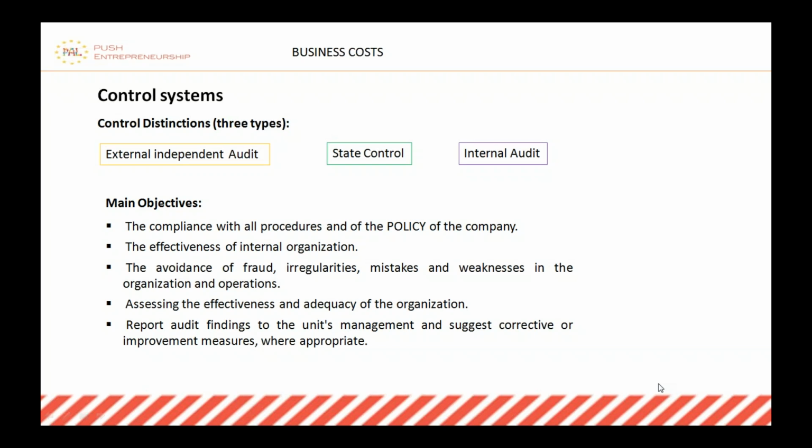The main objectives of control systems are compliance with all procedures and policies as set out by the management of the company, the effectiveness of internal organization, the avoidance of fraud, irregularities, mistakes, and weaknesses in the organization and operation, which may result in poor management and treatment. Assessing the effectiveness and adequacy of the organization and management system of the unit, and reporting audit findings to the unit's management and suggesting corrective or improvement measures where appropriate.